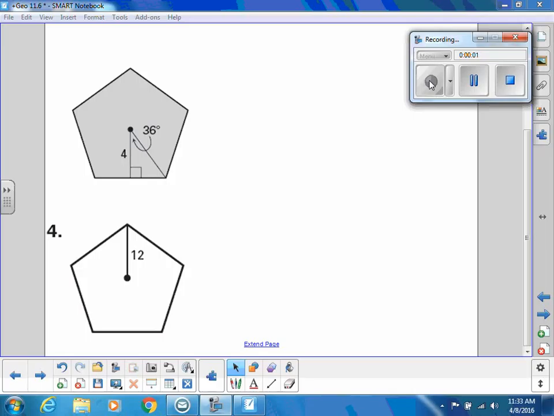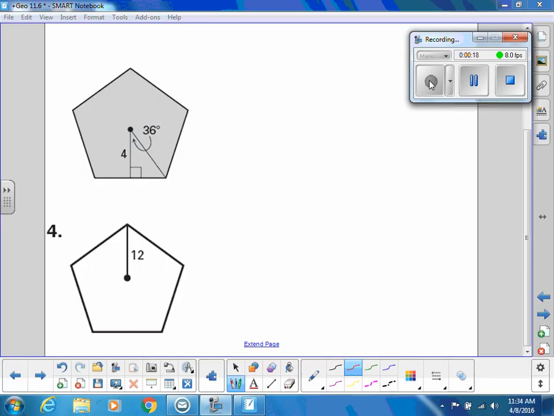So I realized that in my video on area of regular polygons, the sound started messing up at this point, at about 10 minutes. So I'm going to do the rest of that video in this one. Okay, so I'm going to redo this one with the pentagon.